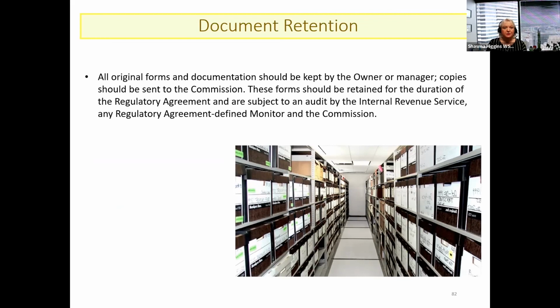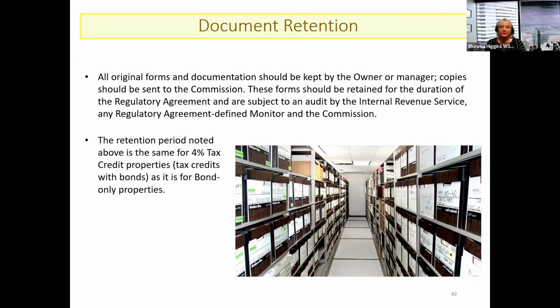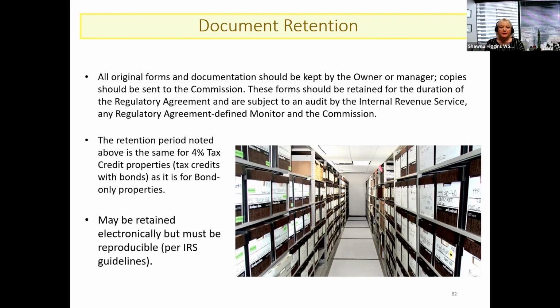Okay, so document retention, I know we just discussed this a little bit, but all original forms of documentation should be kept by the owner or a manager, and copies should be sent to the commission. We don't want the originals of the resident files. These forms should be retained for the duration of the regulatory agreement and are subject to audit by the IRS, the regulatory agreement defined monitor, and the commission. The retention period noted above is the same for 4% tax credit properties, that's tax credits with bonds, as it is for the bond-only properties. And it may be retained electronically, but must be reproducible per the IRS guidelines.